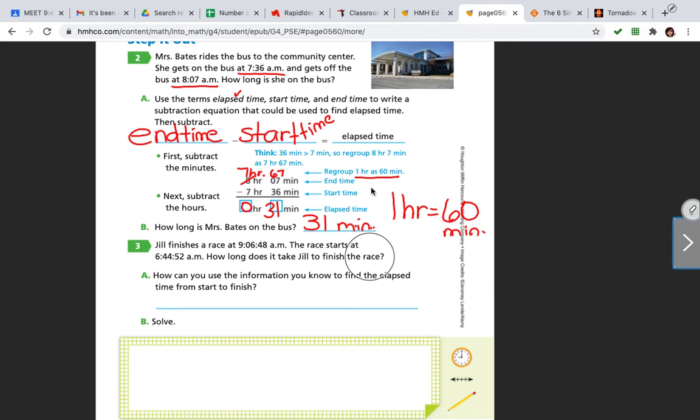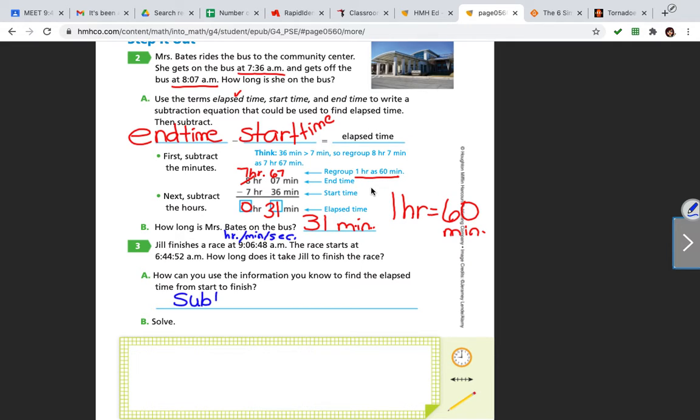Let me put this right here. This is hours. I'll put it right here. Hours, minutes, and seconds. That's why we have 3 numbers. All right, so it says, how can you use the information you know to find the elapsed time from start to finish? Well, let's subtract. We're going to take away the start time from the end time.